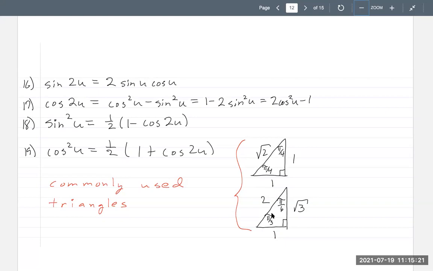The 30-60-90 triangle. So 60 is here. The length of the adjacent to the 60 is 1. Length of the adjacent to the 30 is rad 3. Length of the hypotenuse is 2.